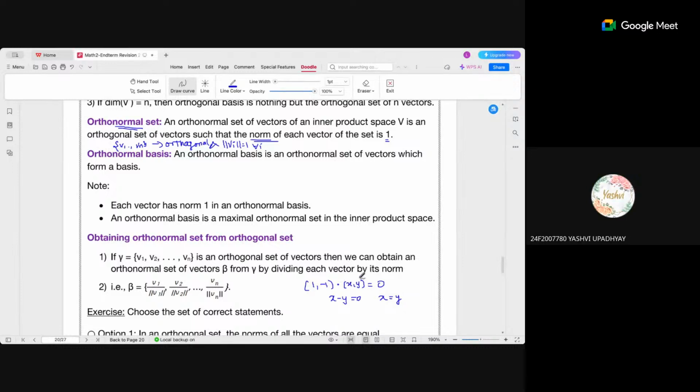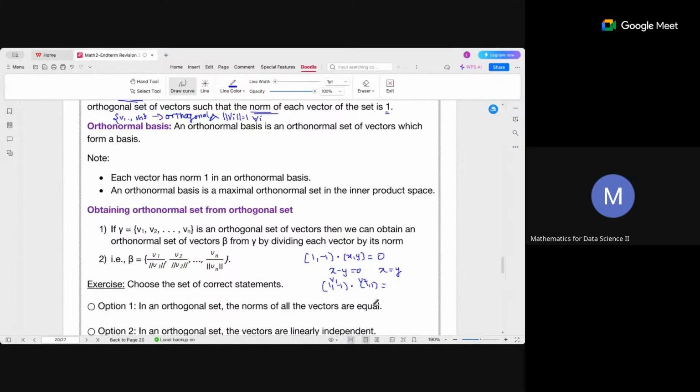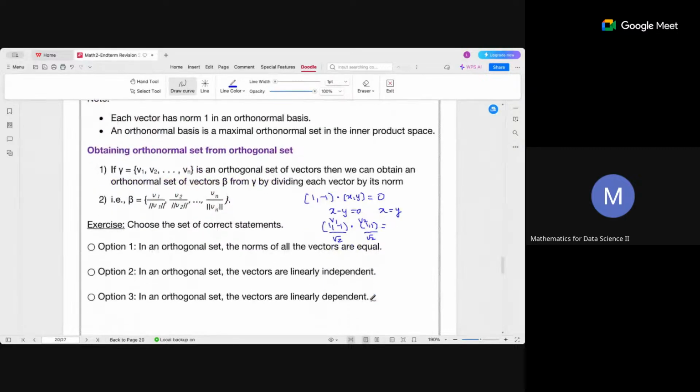So (1, 1) or (2, 2). How do you find an orthogonal vector to a vector? Here, for example, for (1, -1), an orthogonal vector is of the form (1, 1). So now you have two orthogonal vectors, v1 and v2. So this is an orthogonal set. How do you convert it into an orthonormal set? You just divide each by its norm. Here the norm is root 2 for both. Correct?